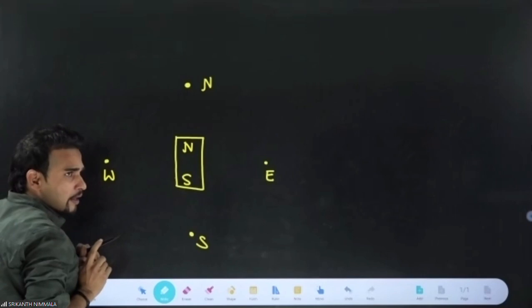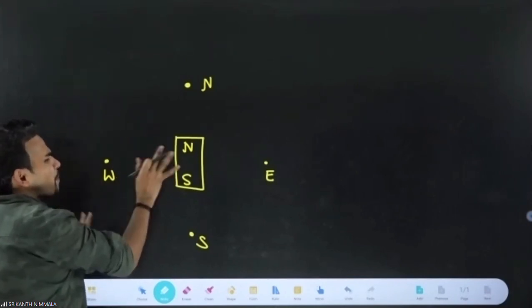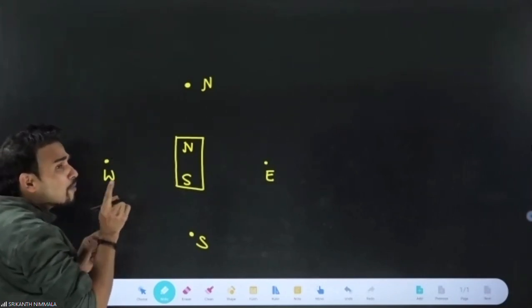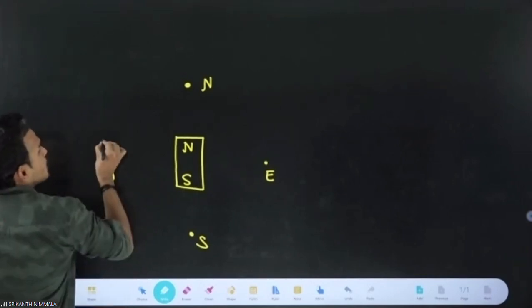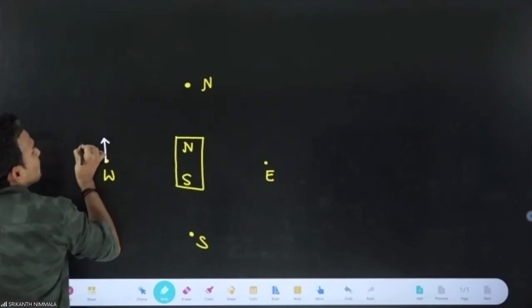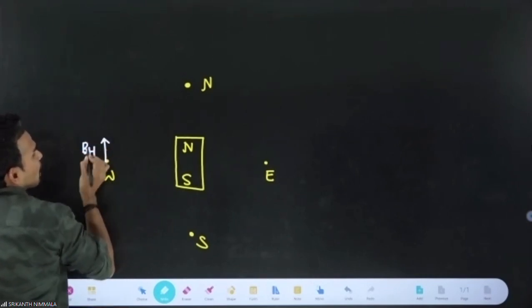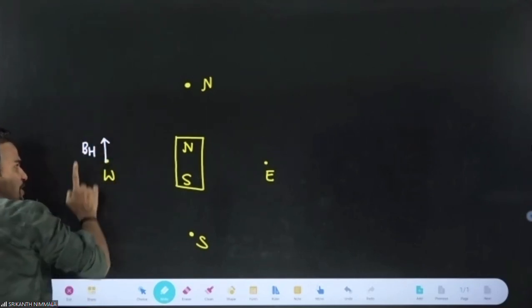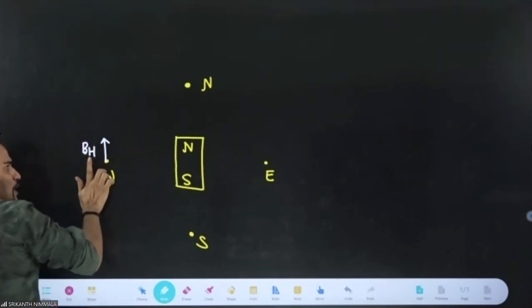I will simply say, okay, you'll be simply saying, okay sir, we'll talk about the magnet. But first, let's talk about Earth. Earth's magnetic field will always be present everywhere. Everywhere you'll get BH. In which direction will BH come? BH will always come towards north.